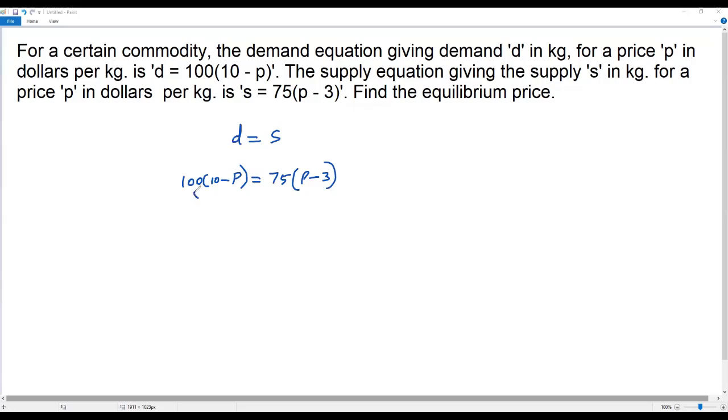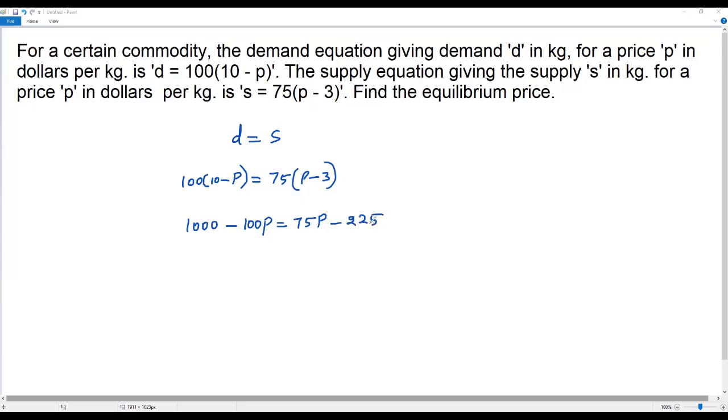For that, I distribute the 100 to 10 and negative P. Then I'll be getting 1000 negative 100P. Now on the right side, I'm going to distribute the 75 to P and negative 3. I'll be getting 75P, and 75 times negative 3 will be negative 225.